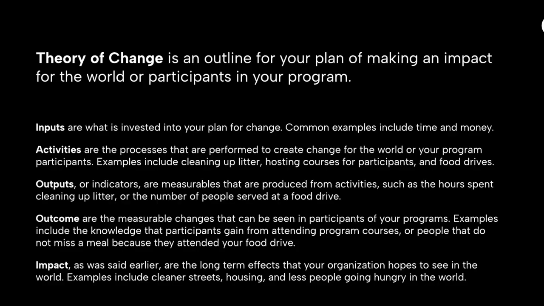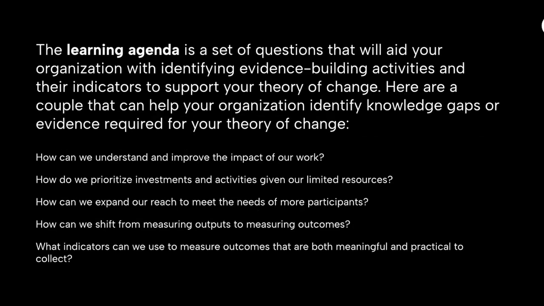Outputs/indicators are what you plan to produce from your activities, such as the number of hours cleaning litter, the number of people who attended your courses, or the amount of food produced at a food drive. Outcomes are measurable changes that your organization expects to see in program participants, such as improved grades for people attending your courses, or an increase in food security from a food drive. Impact is the long-term change your organization expects for participants, be they individual people, groups of people, or the world. This can be anything from cleaner streets or participants graduating high school.